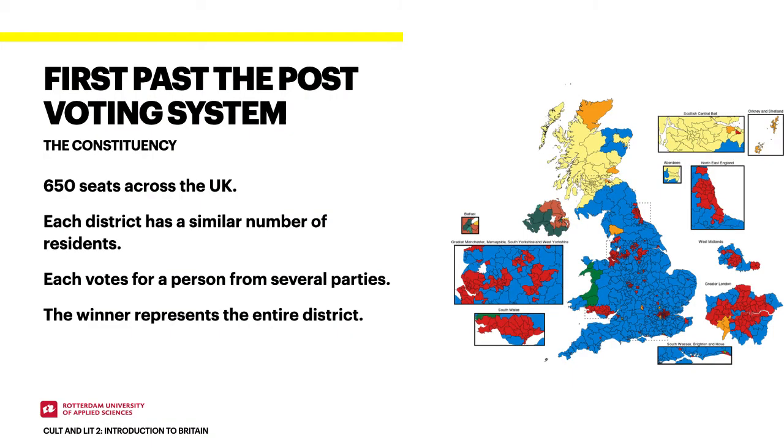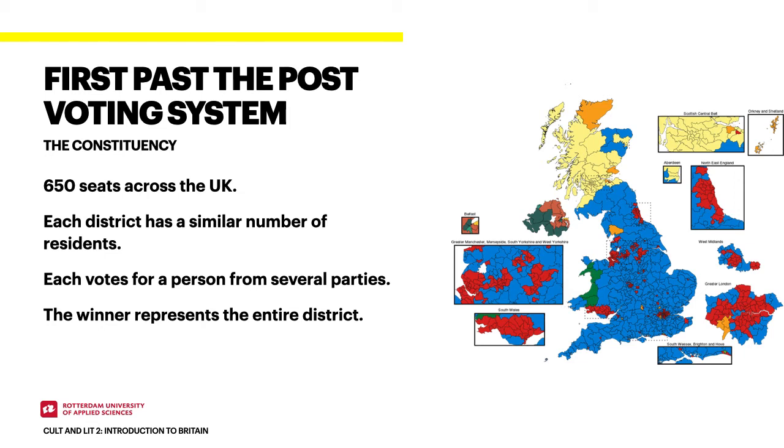Now, the British system runs on something that we call the first-past-the-post voting system, and it's based on something called a constituency. In Dutch, the word constituency means kiesdistrict, and in the UK, there are 650 constituencies, and each constituency, which is a physical area of the UK, elects one member of Parliament.